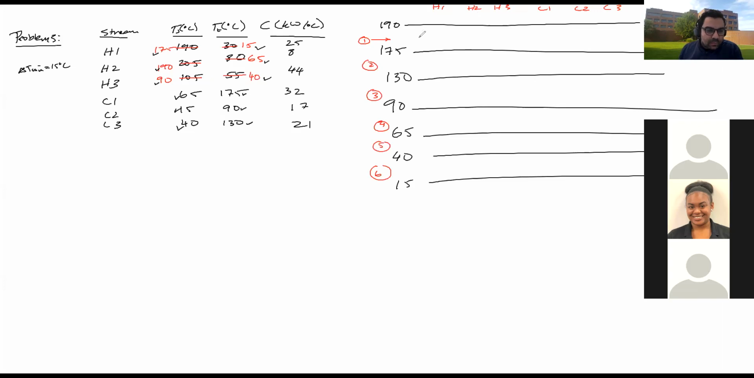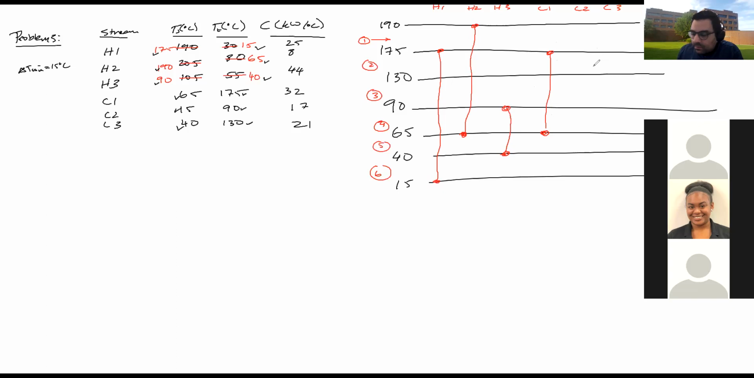H1 is from 175 to 15. So I'm just plotting 175 all the way to 15. H2 is from 190 to 65. So I have 190 all the way to 65. H3 is from 90 to 40. C1 is from 65 to 175. So I have 175 all the way to 65.